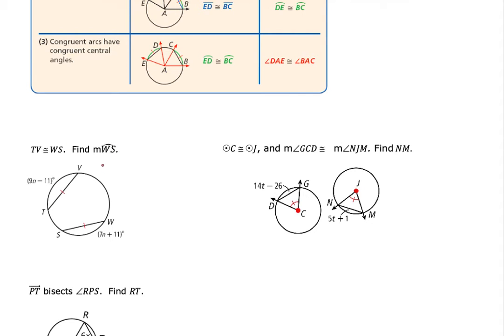This says to find the measure of arc WS. Well, in order to do that, we have to know that these two chords are equal, and so therefore their arcs are equal. So let's set it up. 9n minus 11 equals 7n plus 11. I'm going to subtract 7n and add 11. So I got 2n equals 22, n equals 11, and then I just need to plug it back in, and I get 88 degrees.